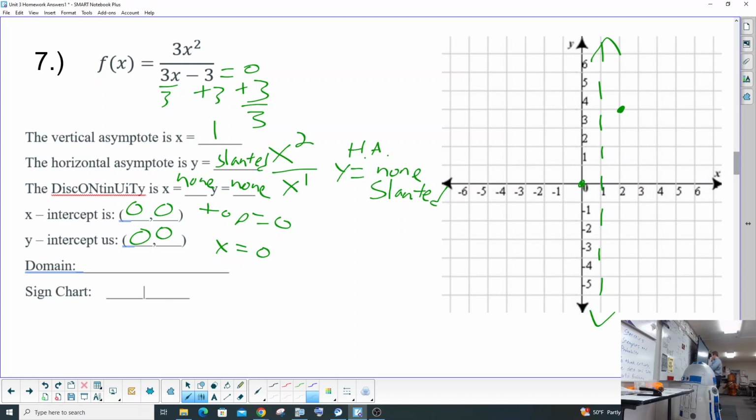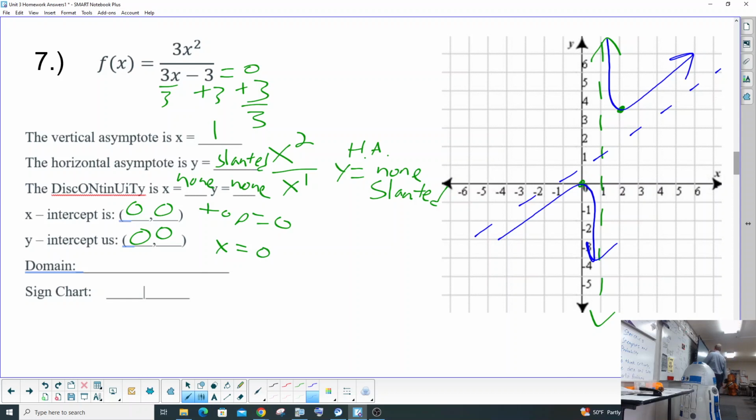Watch out, there's one of these on the test. It's called a slanted asymptote. That's so weird. So we have a slanted asymptote, which means it's like a diagonal asymptote. That's crazy.